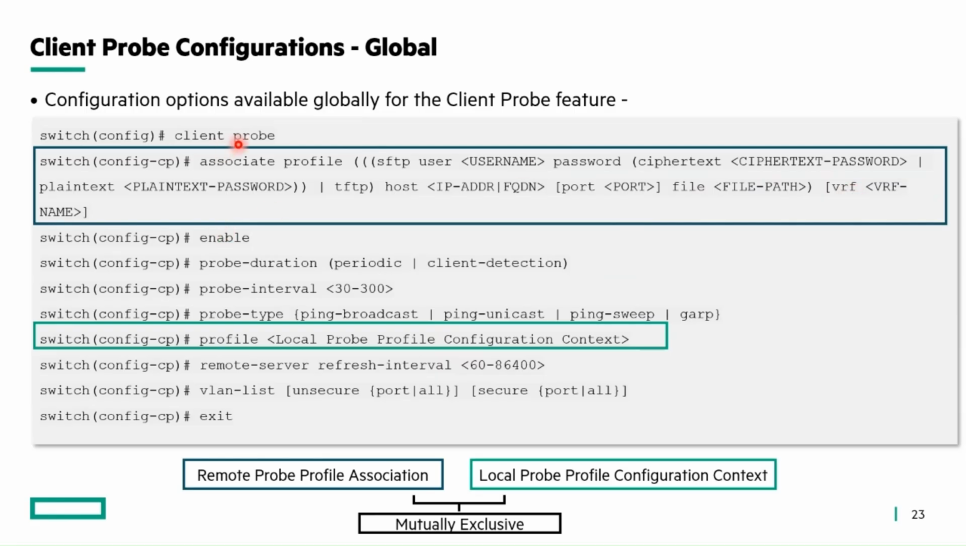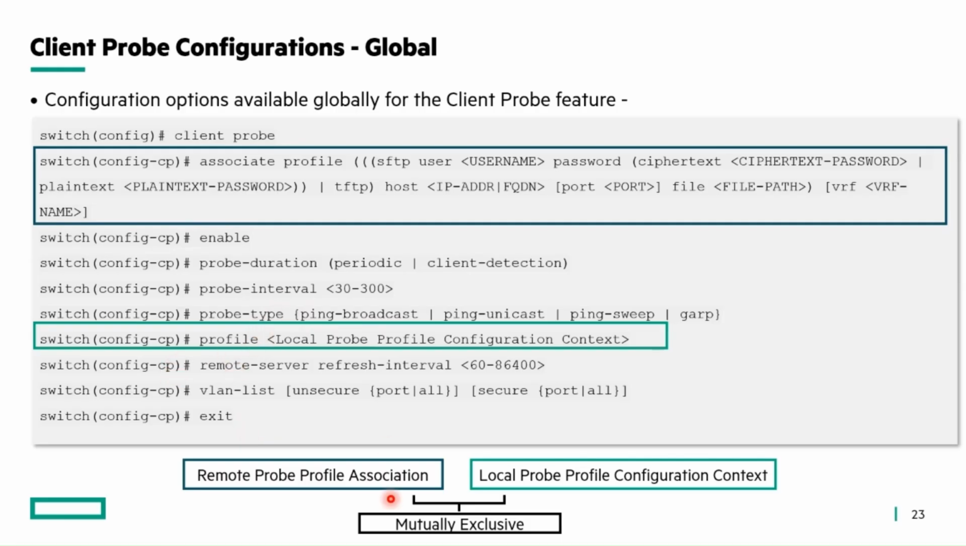Next, this client probe profile has to be enabled globally. So we do have the enable configuration. Only when it is enabled globally will the feature functionality work. And we do have probe duration. It can be periodic or client detection. And probe interval from 30 to 300 seconds, default is 60 seconds. And you can configure the probe types, be it ping broadcast, unicast, ping sweep, or the gratuitous ARP. So you can have multiple probe types as well.